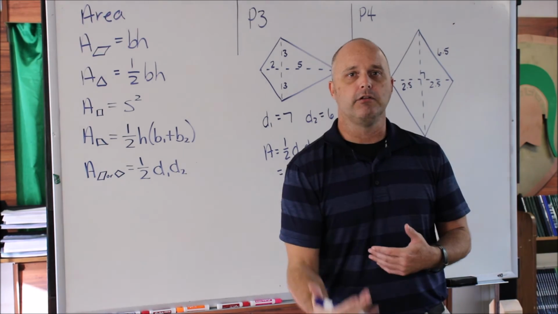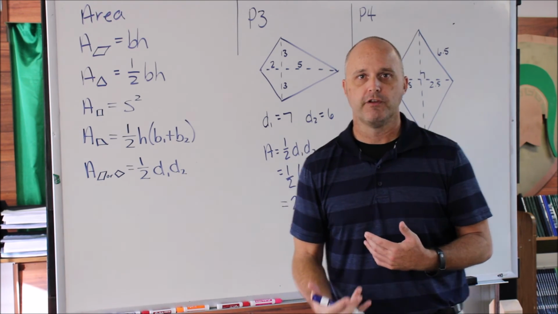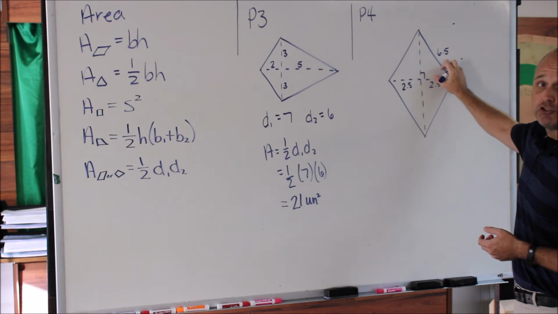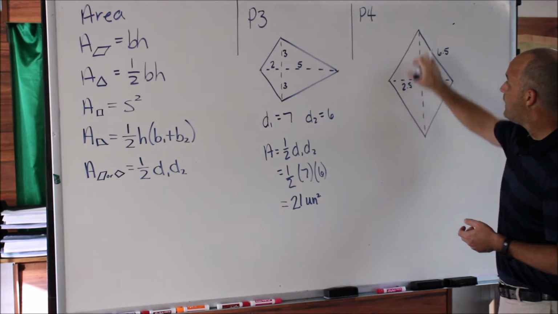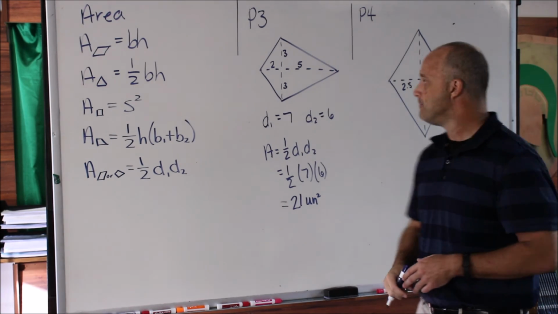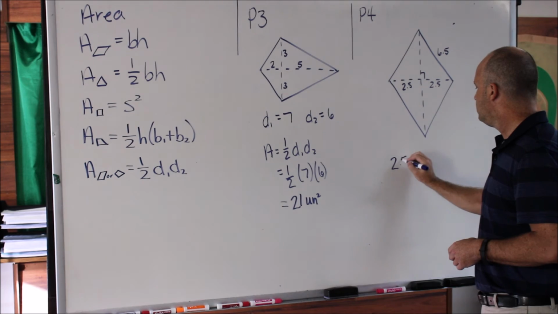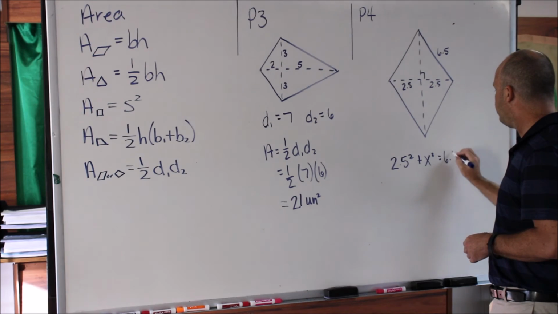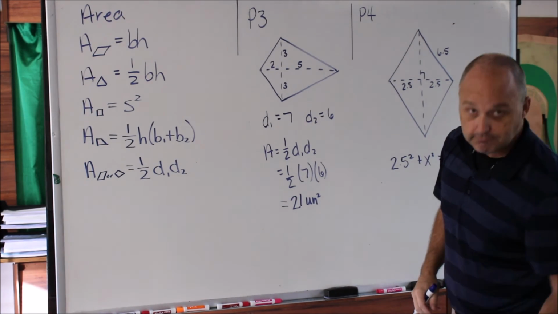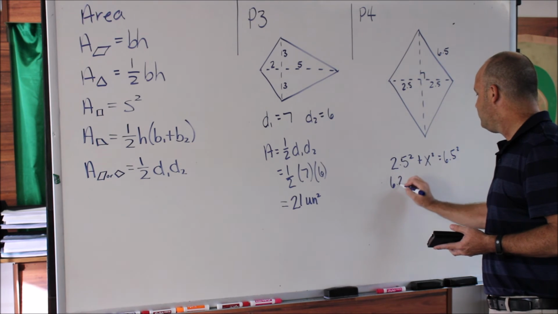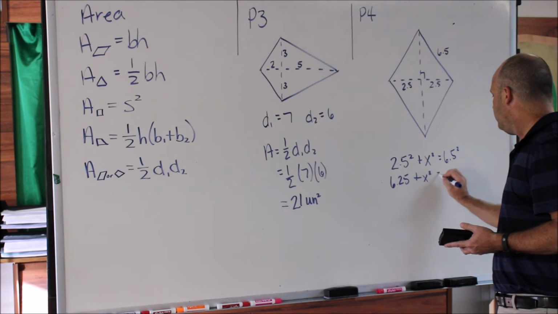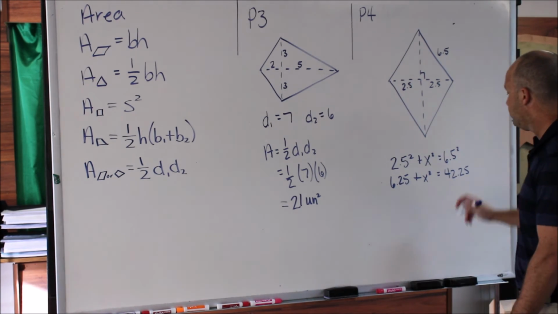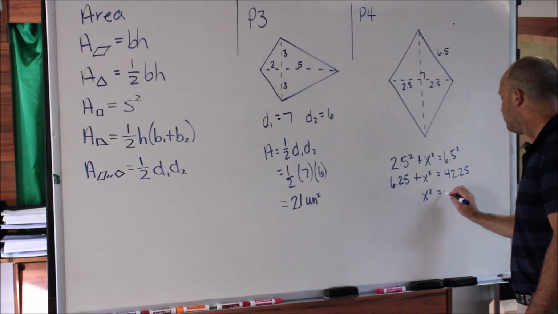So we create all of these right triangles in rhombuses. So we know that if we have the measurements of two sides of this triangle, we can find the third side by Pythagorean theorem. So we're going to go 2.5 squared plus x squared equals 6.5 squared. And when we do that on the calculator, we get 6.25 plus x squared equals 42.25. Now it's just a matter of isolating x squared, and we get x squared is equal to 36.